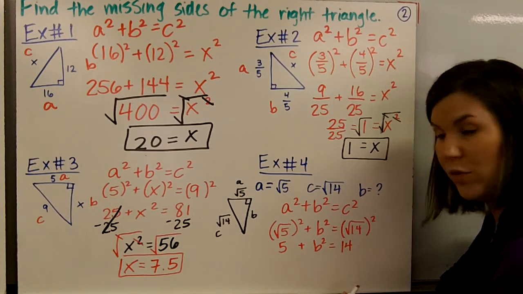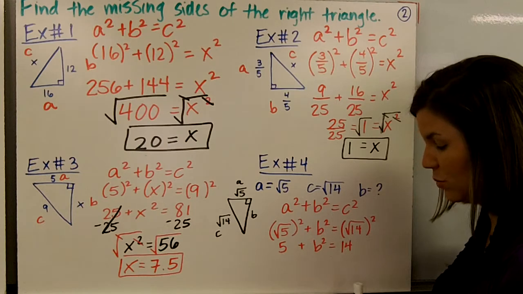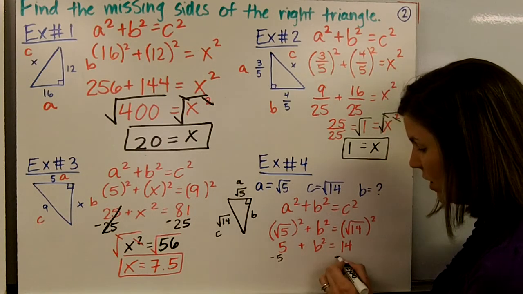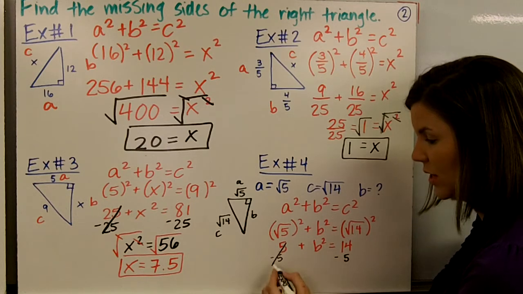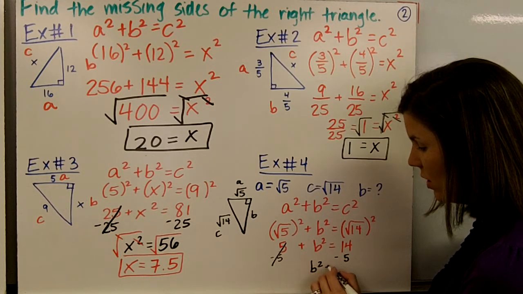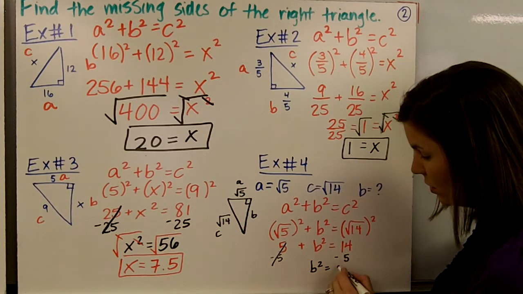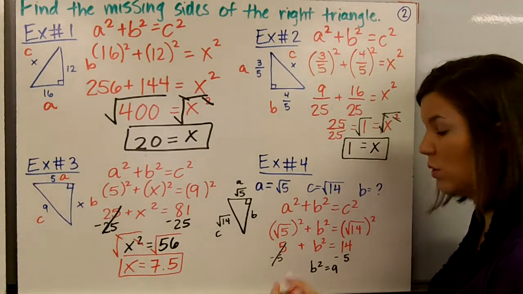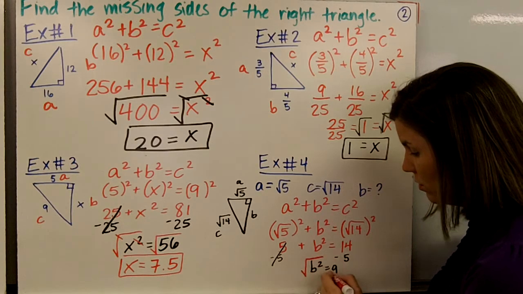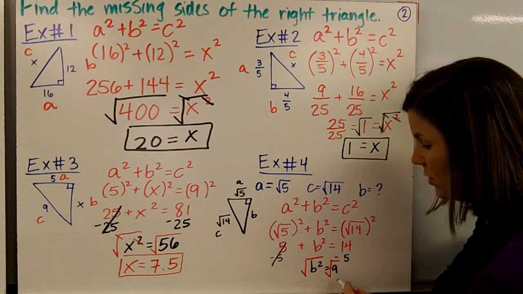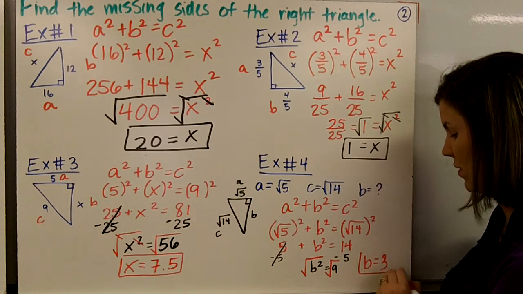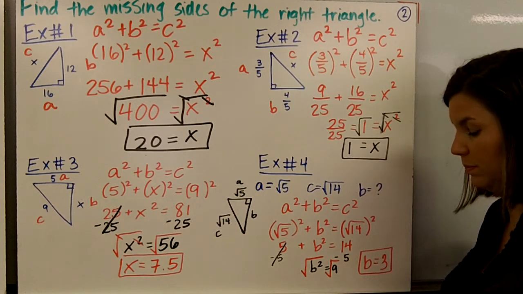Now we need to solve for B squared. We have to subtract 5 from both sides because 5 is positive, so the opposite would be subtract. Those cancel. B squared equals 14 minus 5, which is 9. And then take the square root of both sides. Square root, this gives us B by itself. So B equals 3. The square root of 9 is 3.